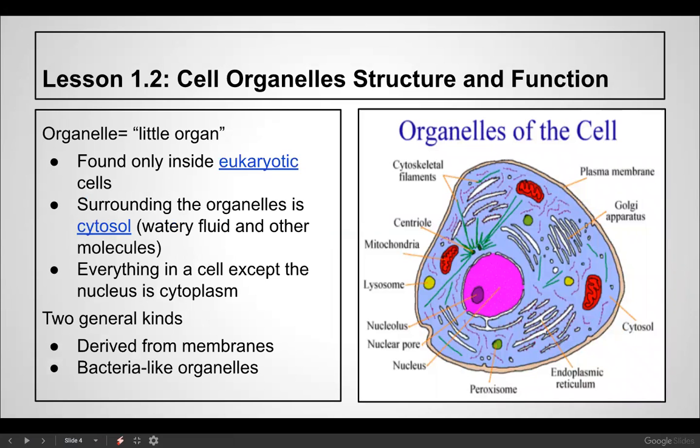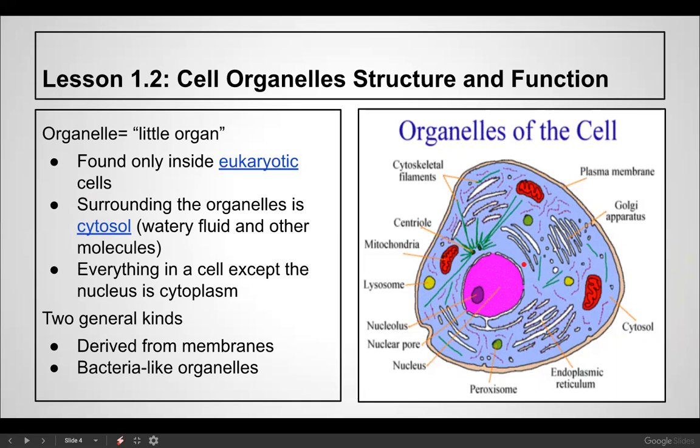So here you look at a cell and the organelles. We'll start going over those here. The little individual items that you see are all small organs that do a job, just like the heart does for a body. These are found in what are known as true cells, or eukaryotic cells. Surrounding the organelles is cytosol, a watery fluid with other molecules. Everything in a plant cell except the nucleus is the cytoplasm. So all this blue stuff in here is a fluid that everything bathes in.